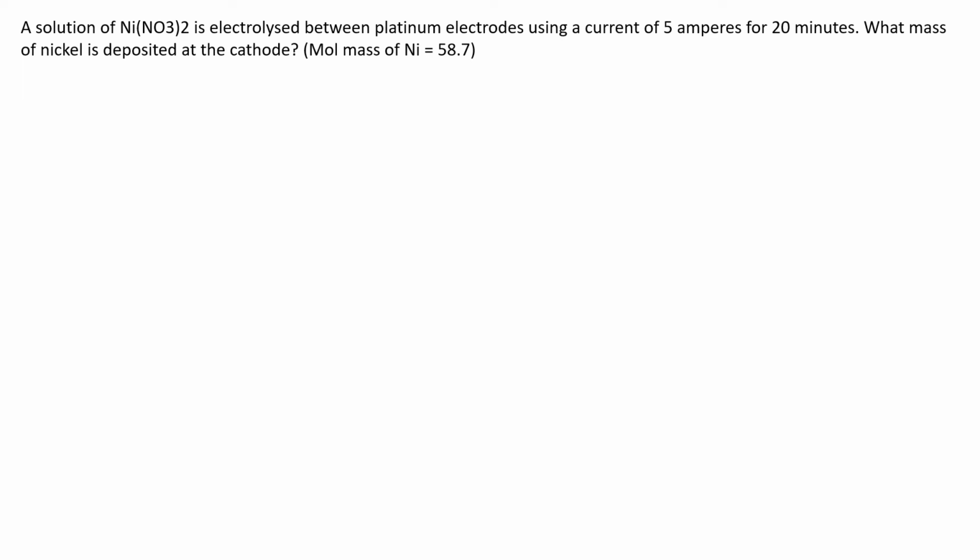For the following question, please try to solve it. It is very simple. It is based on Faraday's first law, that the amount of electrolyte deposited is directly proportional to the amount of charge passed through the solution. The question says a solution of nickel nitrate is electrolyzed between platinum electrodes using a current of 5 ampere for 20 minutes. What mass of nickel is deposited at the cathode? We just understood that the weight is directly proportional to the charge, so weight is equal to I into T, the current passed for the time interval.